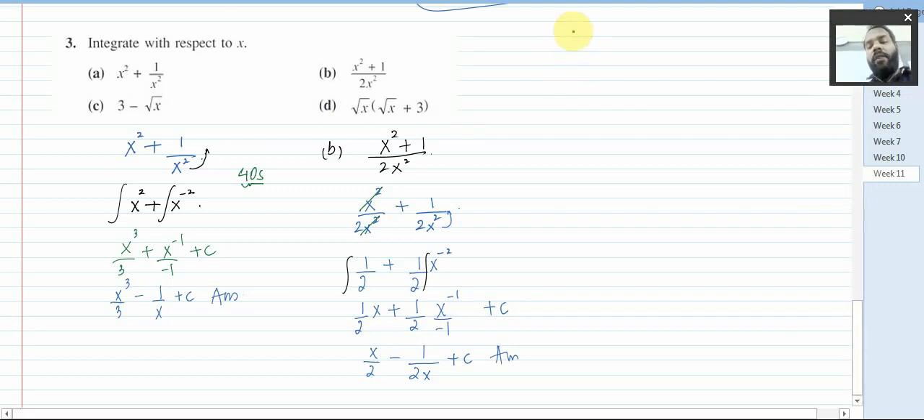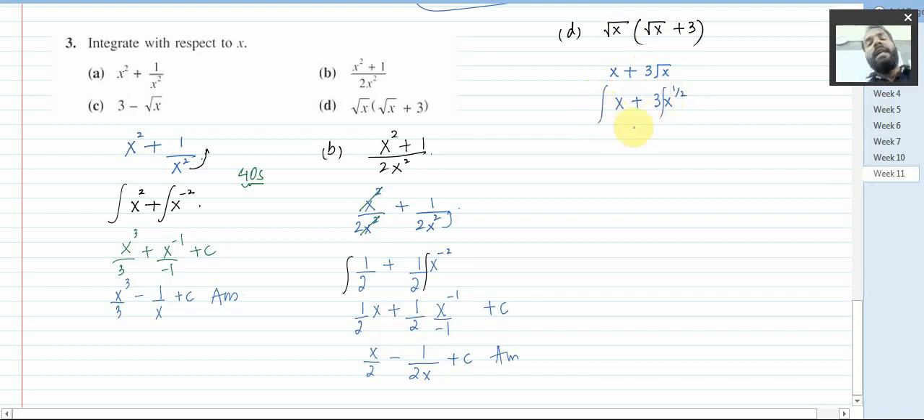Moving on to the next part, it's part D. It says root x times under root x plus 3. Firstly, like I said in the previous question, first you need to simplify your question. So root x times root x will be x only, plus root x into 3, it's 3 under root x. Or I can say that it's x plus 3x to the power 1 over 2. And now I will apply the integration here.